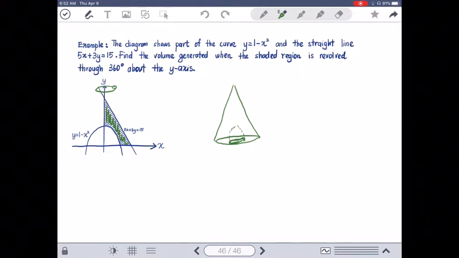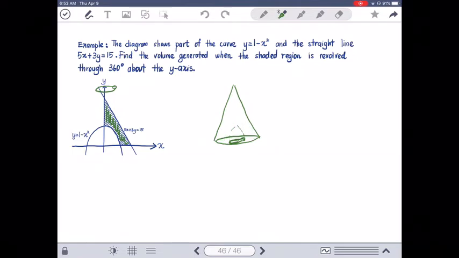So we want to find the volume of the cone minus the hole in the middle. Okay. So again, how do we do this? How do we find the volume of that cone with a hole in the middle?